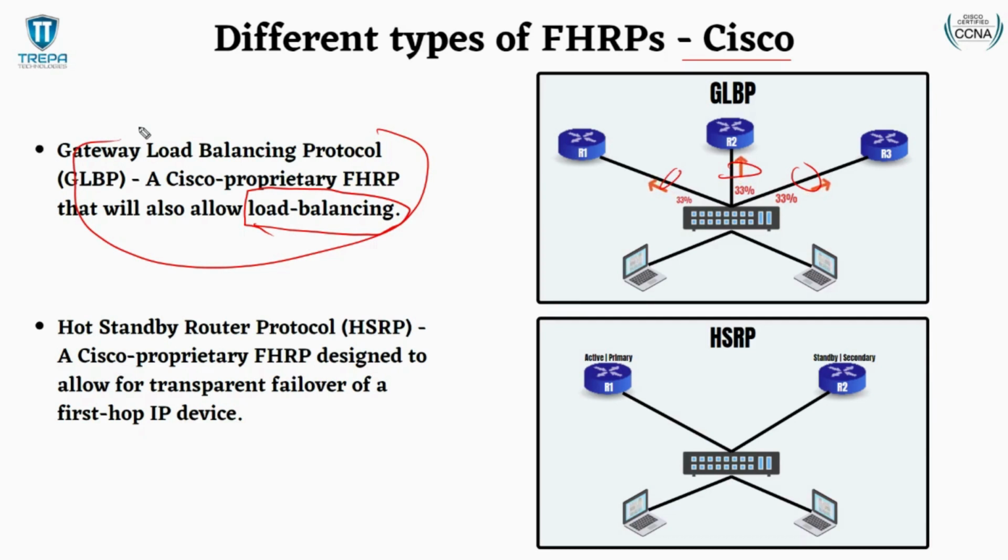Hot Standby Router Protocol. This is the one we're going to configure and deep dive into. This is going to be a Cisco proprietary FHRP. And again, it just allows for transparent failover of a first hop IP device. In layman's terms, it allows 2 routers on the network to be default gateways. And again, with HSRP language, the primary is going to be known as the active, and the secondary is going to be known as the standby.